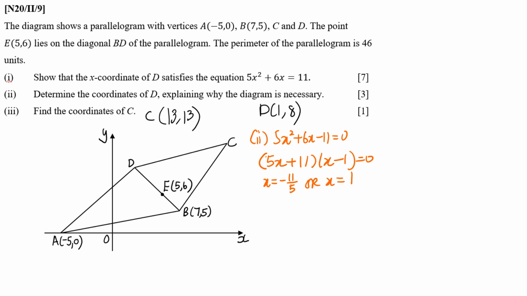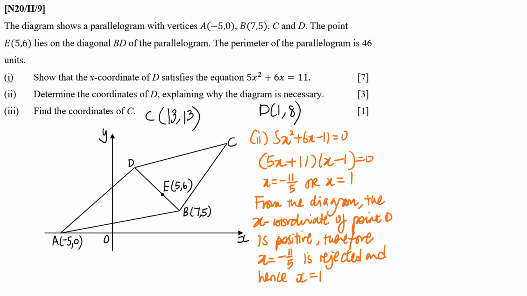So the question asks why the diagram is necessary. Yes, because you have two answers there, right? You need to reject one of them. Looking at the diagram, you can see that your point D lies on the positive side. That means the x coordinate of point D must be a positive value. So therefore, you reject the negative one. So therefore, x is equal to 1.